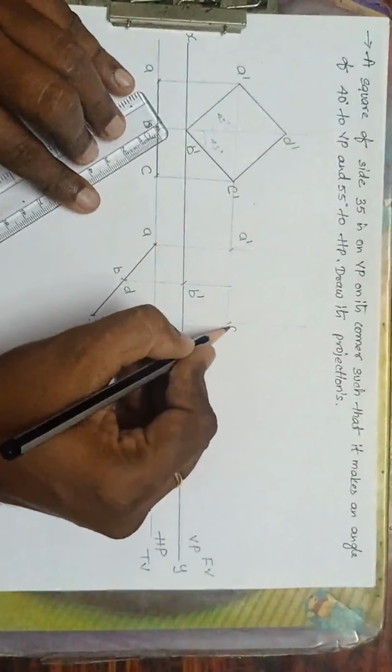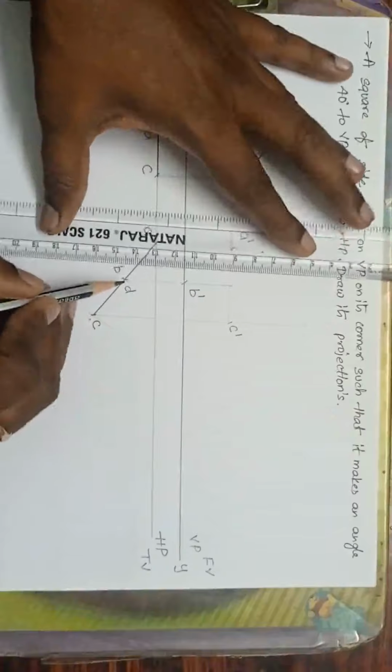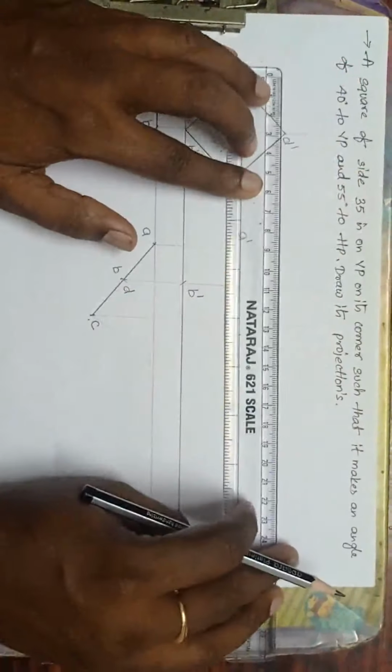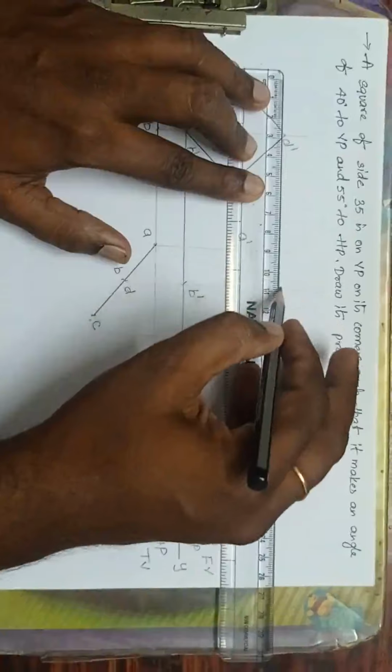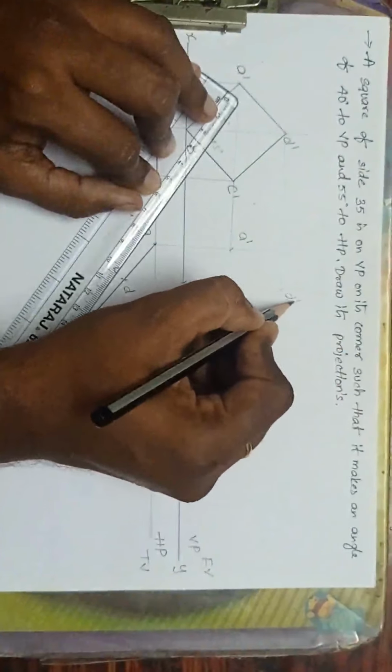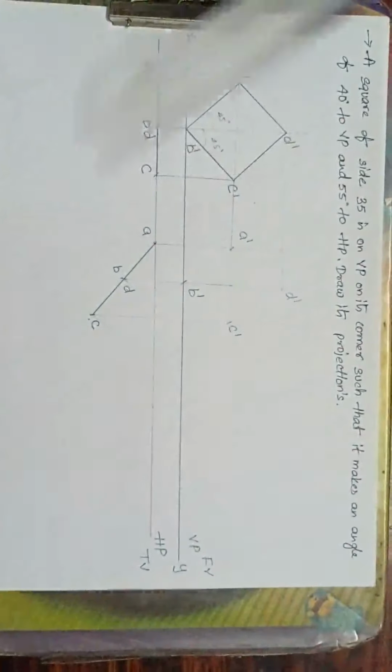Okay, now this is C dash. Now from D, drop the perpendicular line. Now from D dash, drop the horizontal line. The lines should be very, very light. Now this is D dash. Just join all the points.